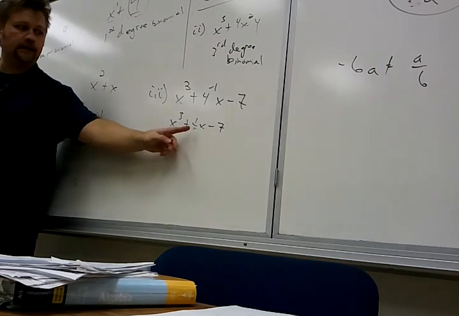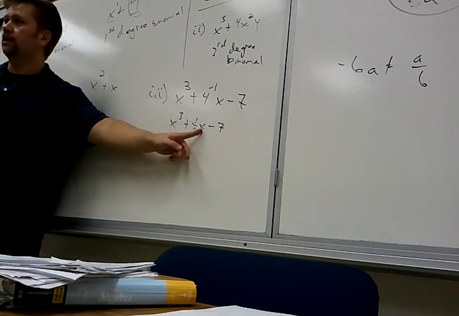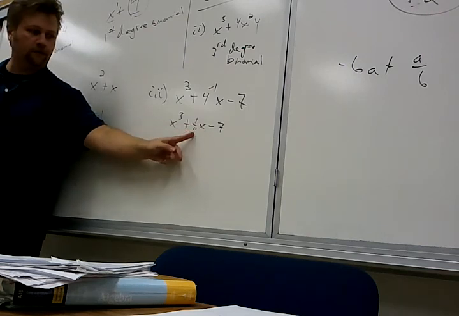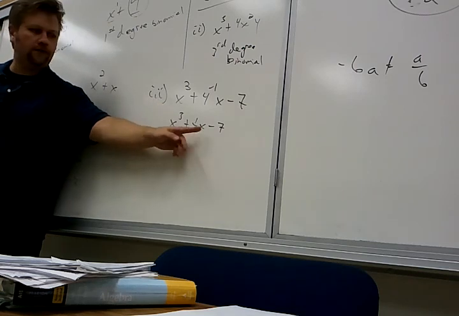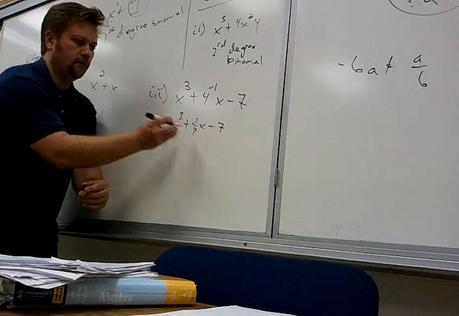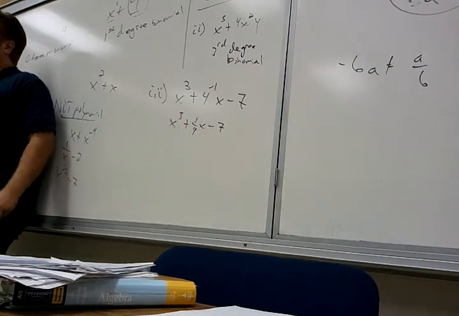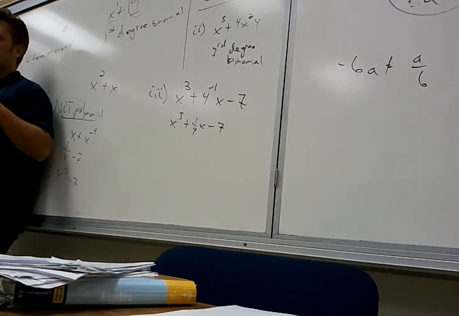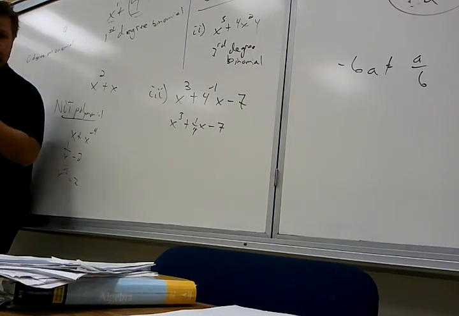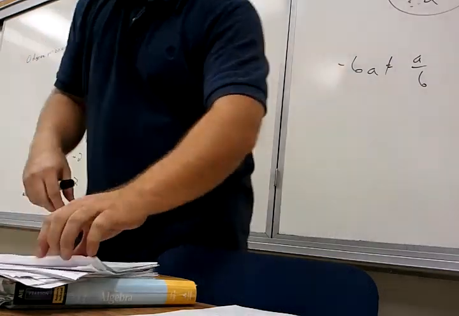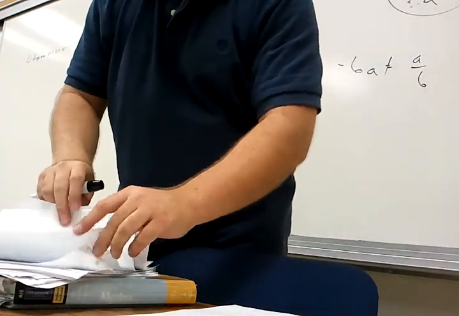Here I can still plug anything I want in for x. I can plug any number I want in for x. The 4 is on the bottom, who cares? It's 1/4 of something, I can do anything with it. I can plug anything I want in there. So those are trinomials.